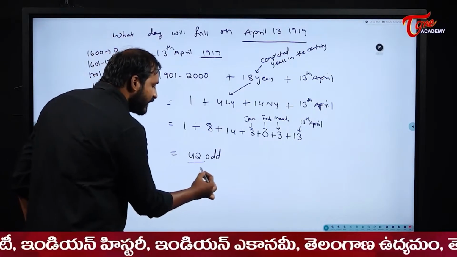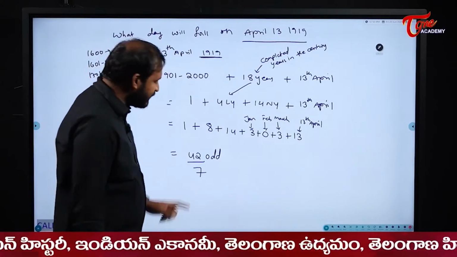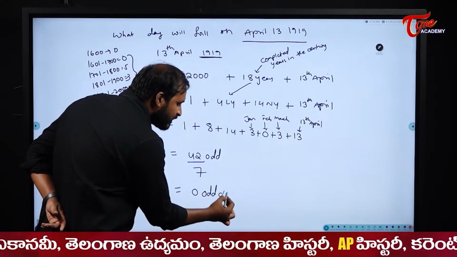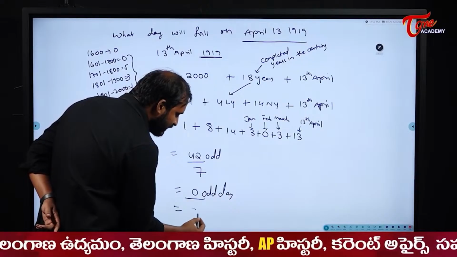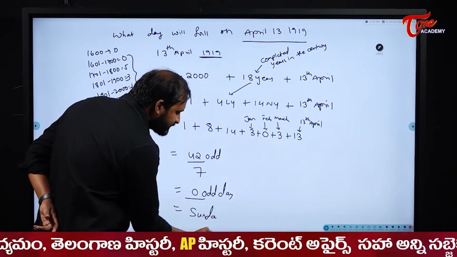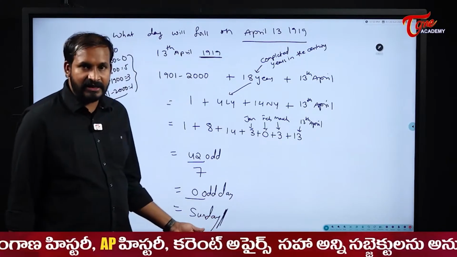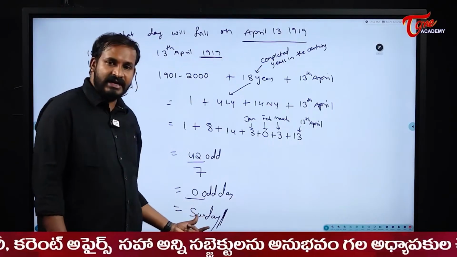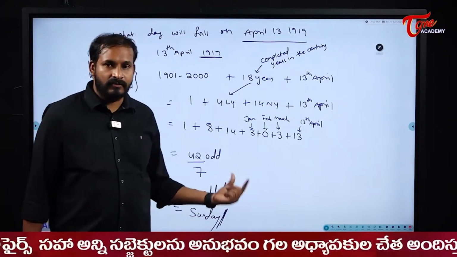So what I will do, I will divide it by 7. When I divide it by 7, it is exactly divisible, right? So what will I get here? 0 odd days. 0 is the code for what? 0 is the code for Sunday. So that means that massacre happened on a Sunday. We know it very well. If we read the history, we can understand it. So Sunday is matched with Sunday, right? This is how we are going to solve the problem.